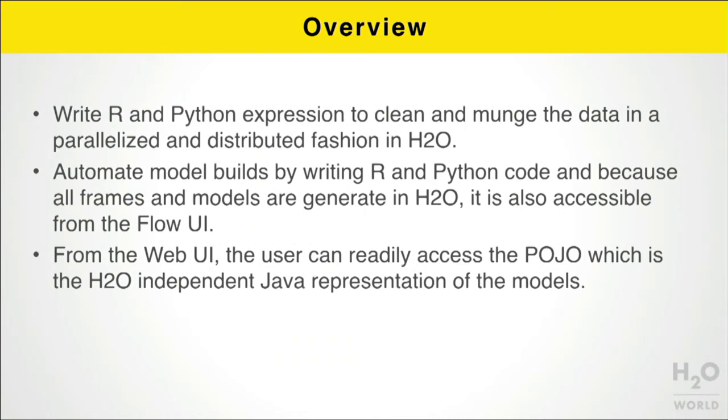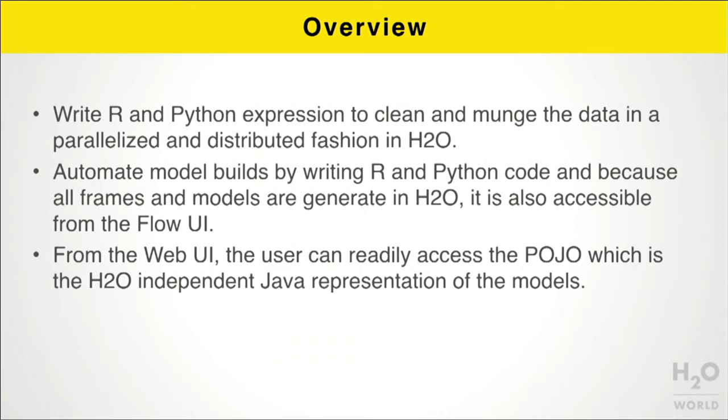So overview, to write R and Python expressions, usually people write R and Python expressions to clean and munge the data, to do simple group bys, splice the data, subset it, and subsequently basically clean the data ready for model build. But then you can write R, Python, or Flow code to automate the model build process. And because all the frames and models, like I said, are generated in H2O, it is all accessible from the Flow UI.